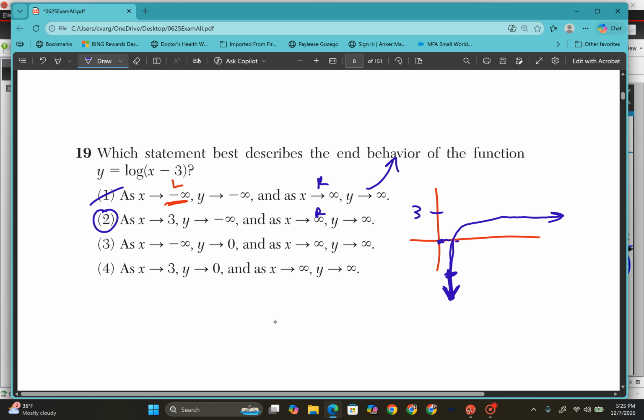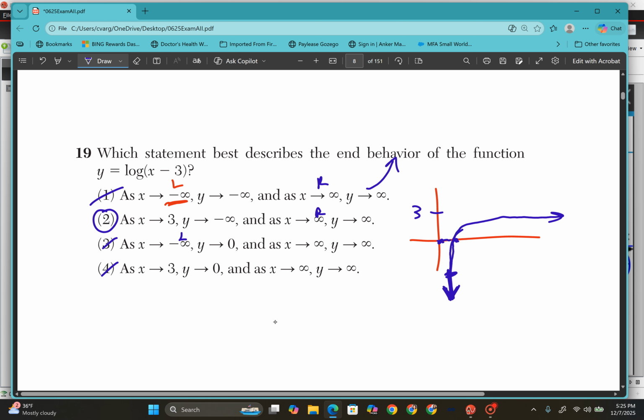This one says, as x approaches negative infinity, as we go left, y is going down to 0. That's not true. As we're going to 3, y is going to 0. That's not true because it goes past that. Okay, so those are incorrect. So the only one that does make sense is this.